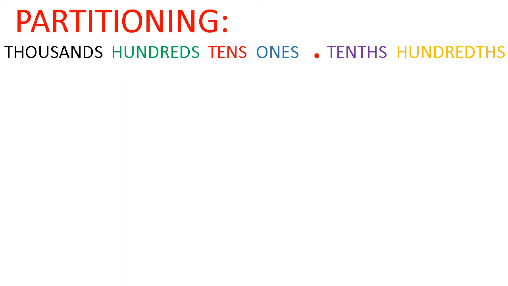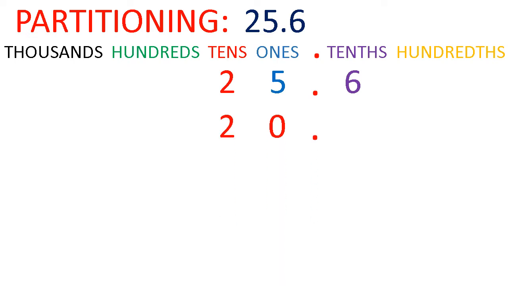Now, let's try a decimal number. 25.6. 25.6 has 2 in the tens, 5 in the ones, and 6 in the tenths. The value of the 2 is 20. The value of the 5 is 5. The value of the 6 is 0.6. 20 plus 5 plus 0.6 equals 25.6.